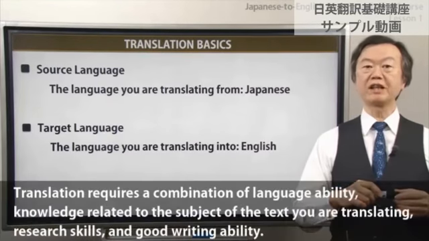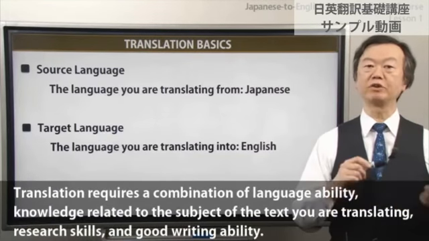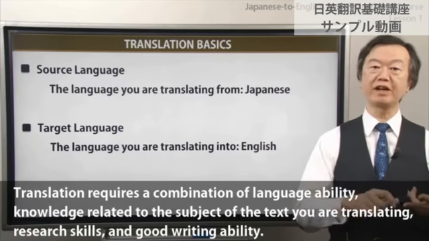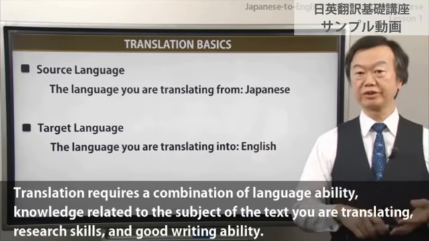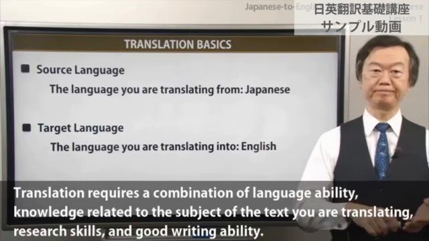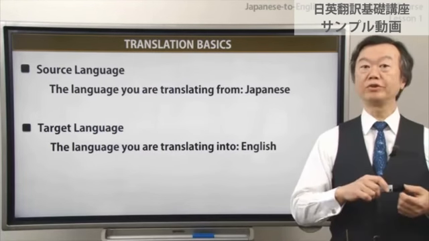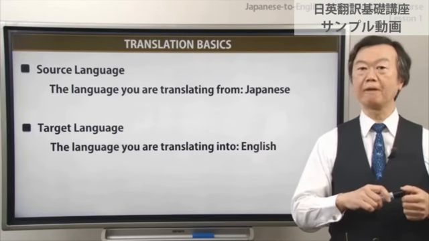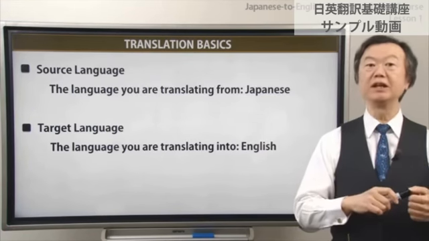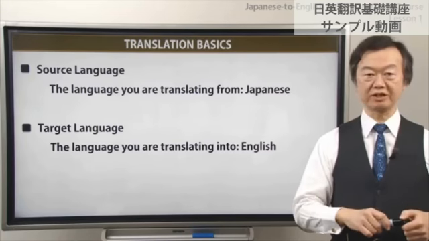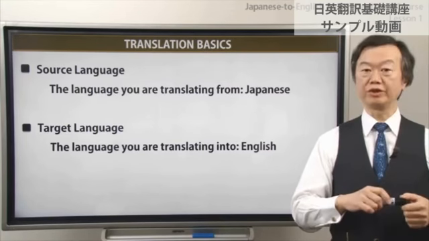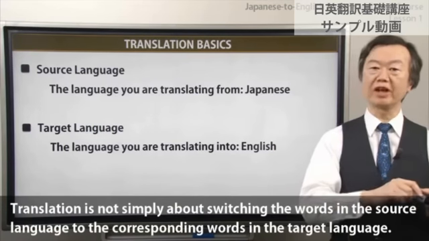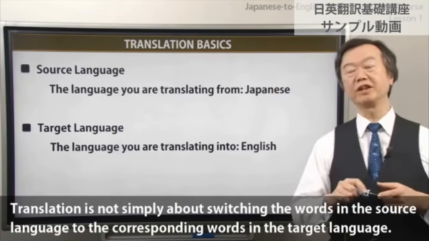Essentially, translation requires a combination of language ability, knowledge related to the subject of the text you are translating, research skills, and good writing ability. You also need to have good intuition about what the source language is trying to say and superior writing skill in the target language to express this. In other words, translation is not simply about switching the words in the source language to the corresponding words in the target language.